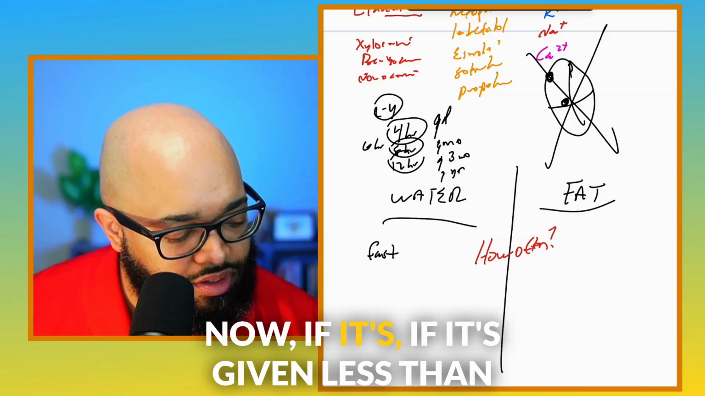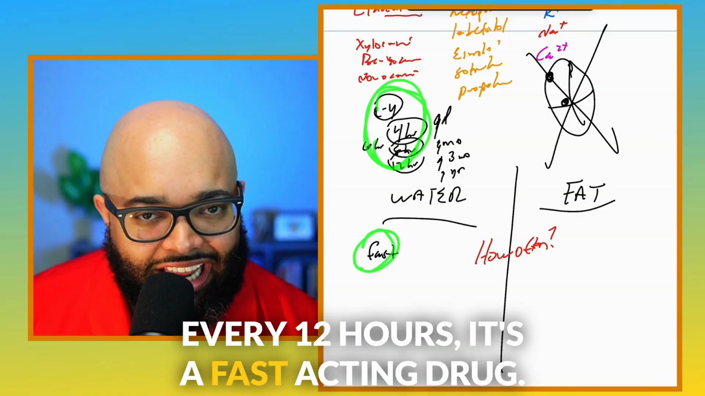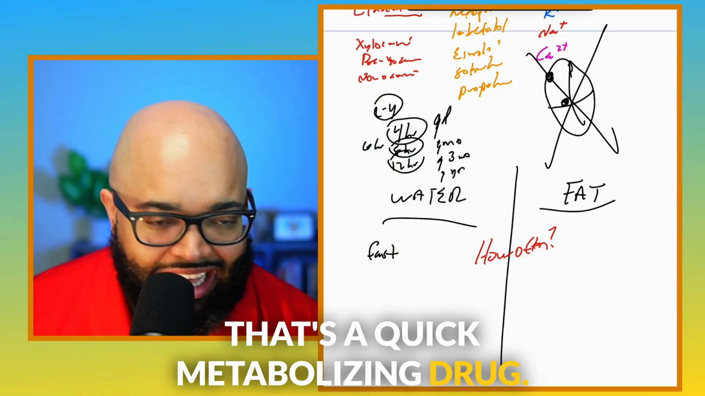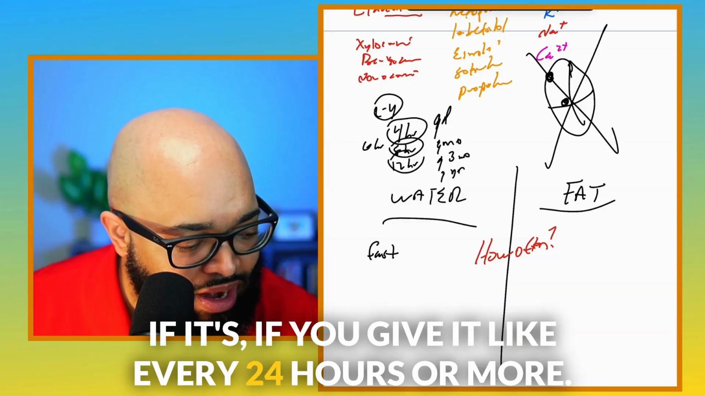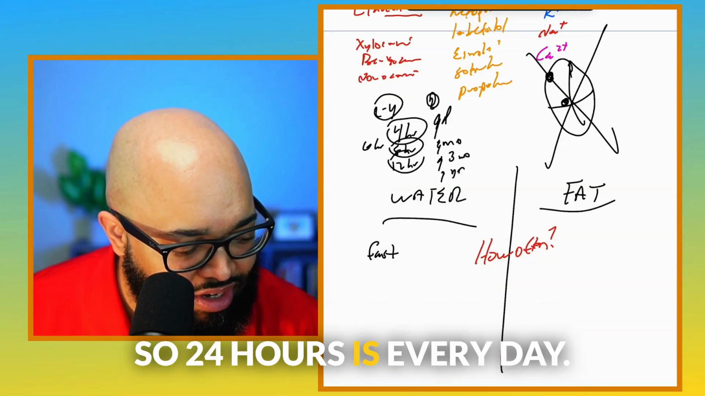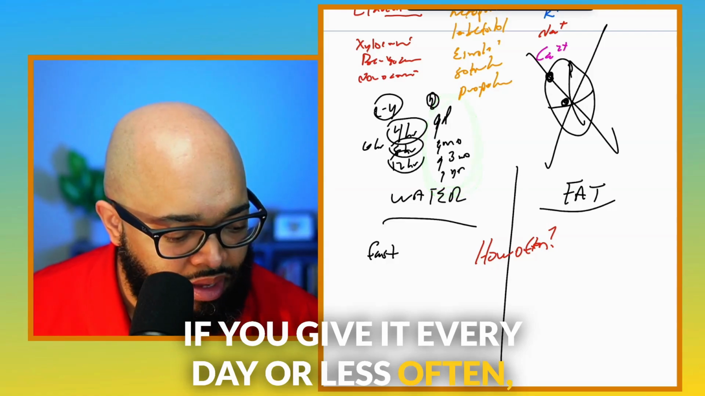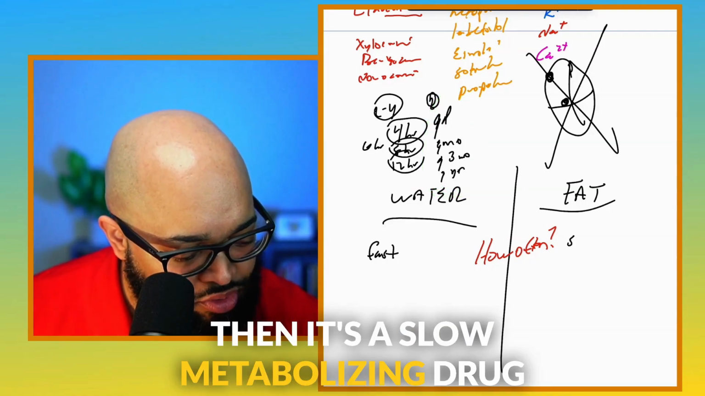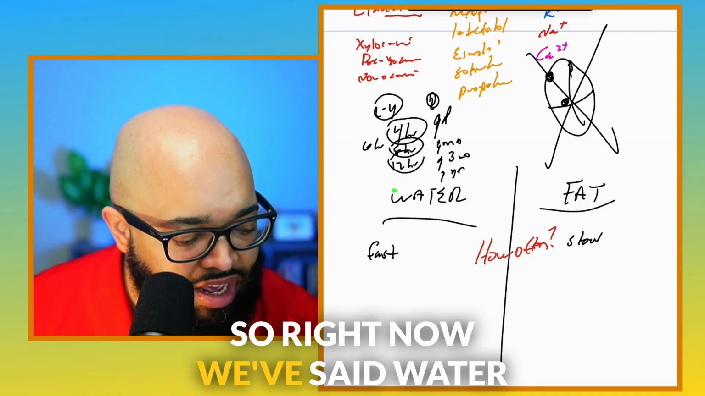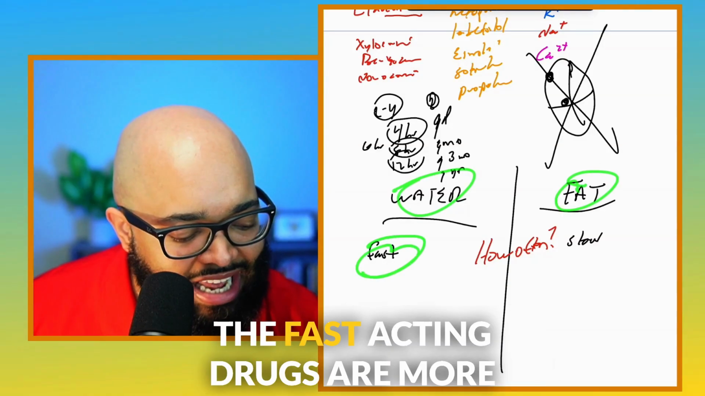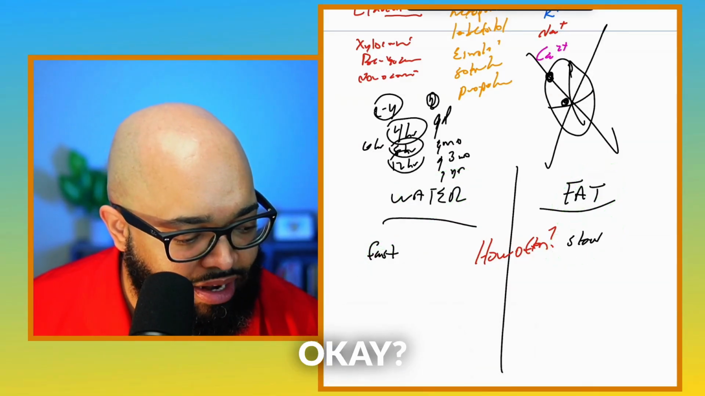Now, if it's given less than every 12 hours, it's a fast acting drug. That's a quick metabolizing drug. That's why you've got to keep giving it so much. If you give it every 24 hours or more, so 24 hours is every day, if you give it every day or less often, then it's a slow metabolizing drug that's more fat soluble. So right now we've said water soluble, fat soluble. The fast acting drugs are more water soluble. The slower acting drugs are more fat soluble. Okay, now watch this.